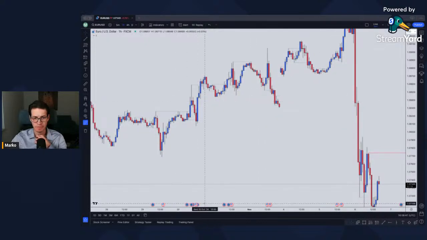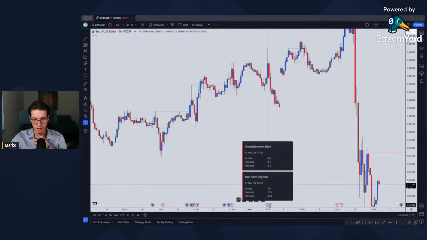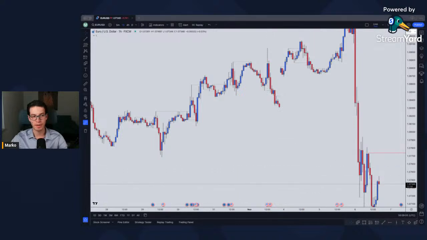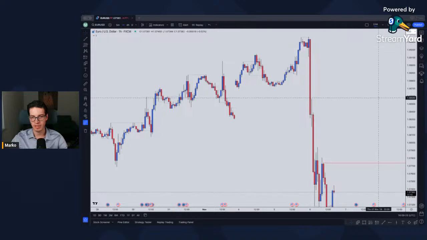We did have NFP, didn't we? Yeah, we did have NFP. So the NFP was pretty much interesting. It was very interesting. It came in at 12. The forecast was 113. So the actual number came in much lower than the forecast. And you can see the dollar started losing strength, but then also gaining strength. So nothing really came out of it. I think people were more focused on the US elections.